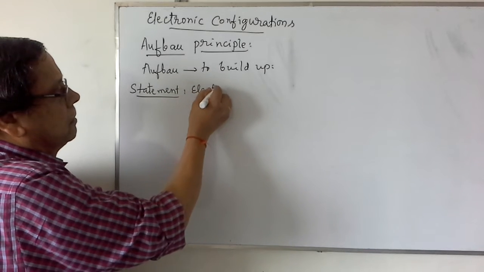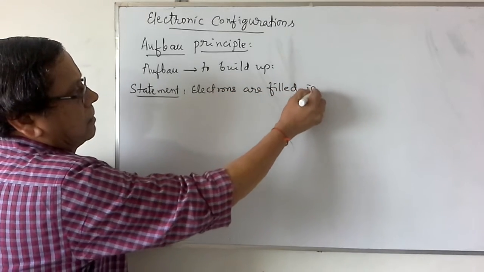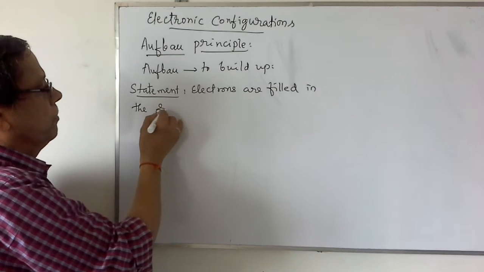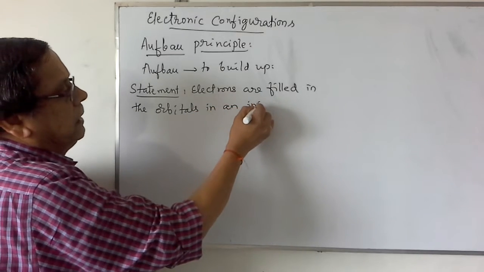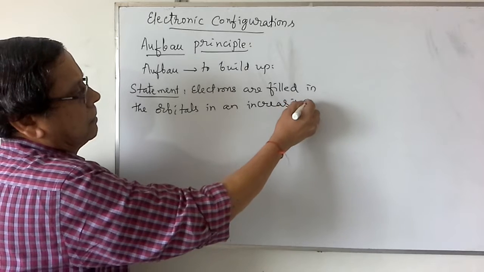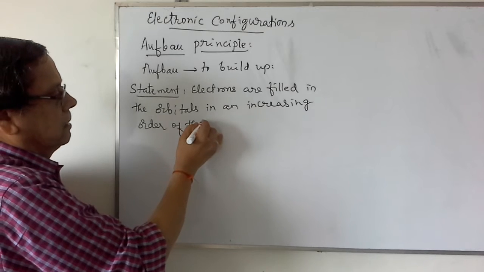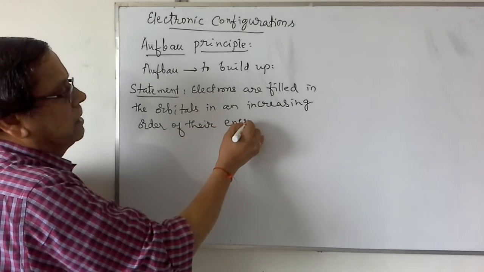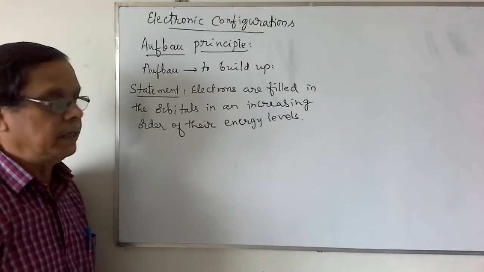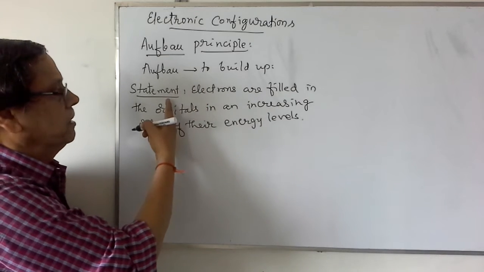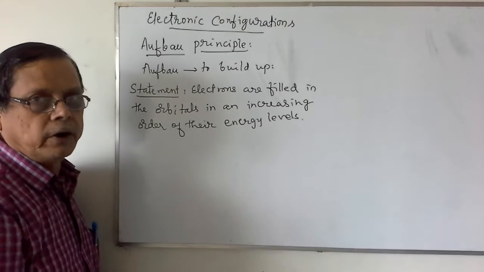electrons are filled in the orbitals in an increasing order of their energy levels. So the statement of this Aufbau principle is, we have to build up the electronic configuration, first filling the electrons in the lowest energy orbital and then in the increasing order.